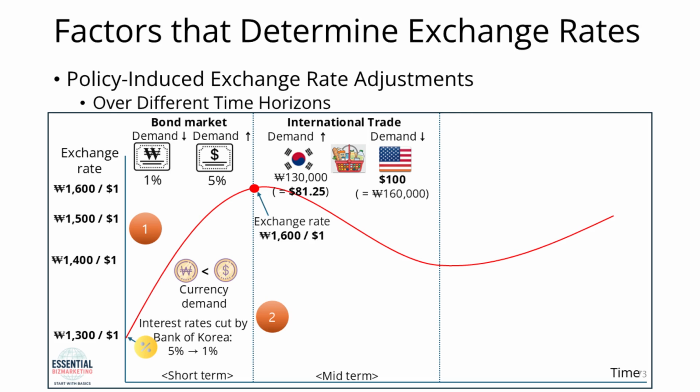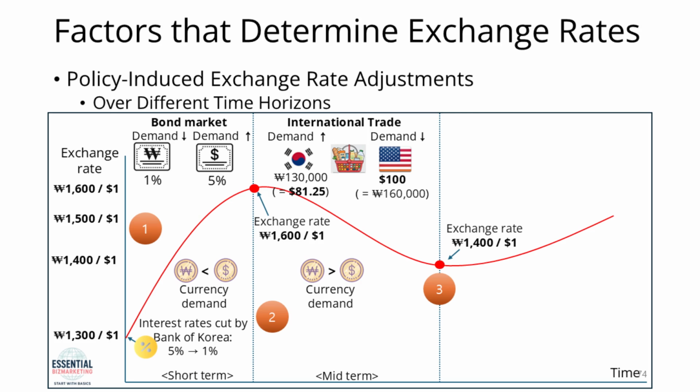Now begins the midterm adjustment phase. At 1,600 won per dollar, Korean exports become cheaper for foreign buyers, while imports grow more expensive. This boosts demand for Korean goods and restores some demand for the won in currency markets. Midterm forces begin pulling the exchange rate back toward balance. Improved trade flows increase demand for Korean exports, generating more won purchases. This drives the exchange rate down from 1,600 won to 1,500 won per dollar, closer to the purchasing power parity level.